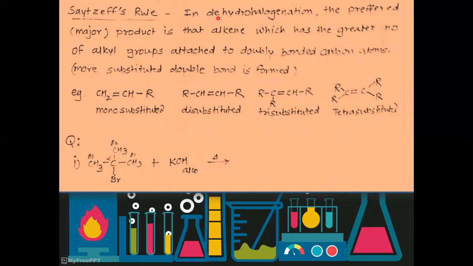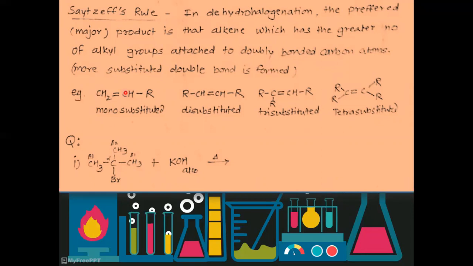Saytzeff rule. In dehydrohalogenation, the preferred major product is that alkene which has a greater number of alkyl groups attached to the doubly bonded carbon atoms. The more substituted double bond is formed. Now what is mono-substituted, di-substituted? It can be given by this example.